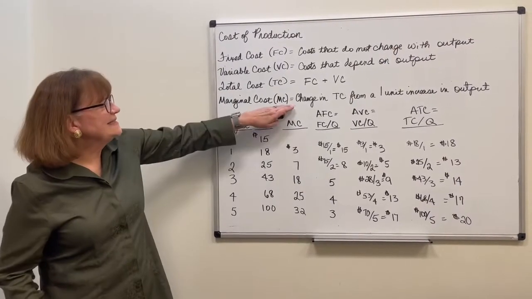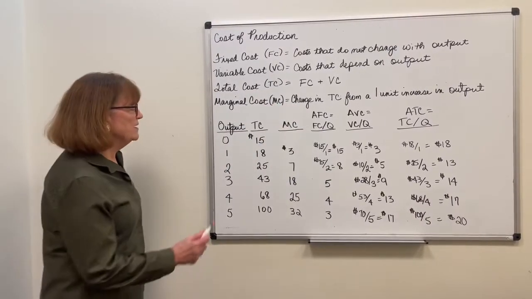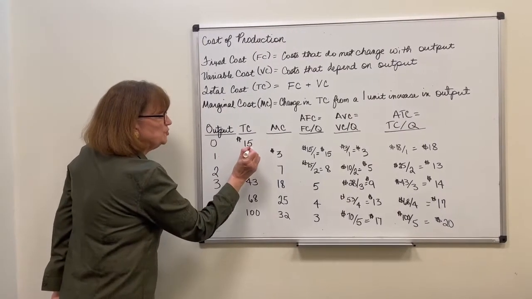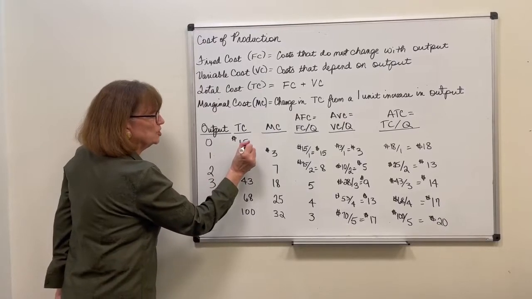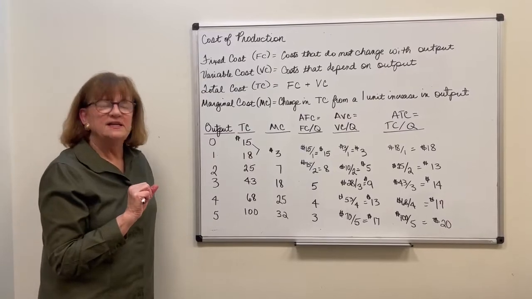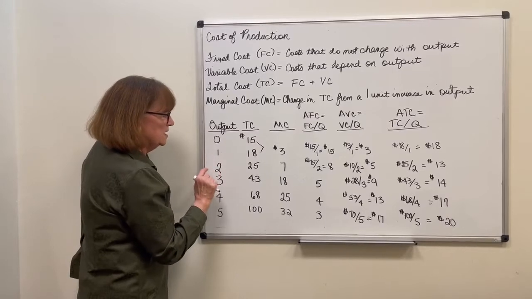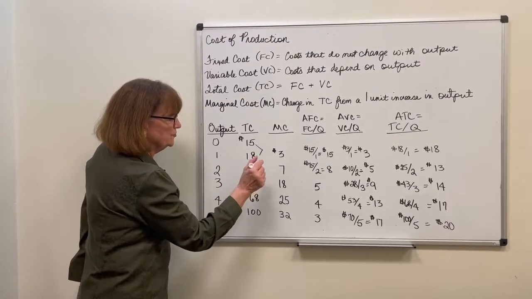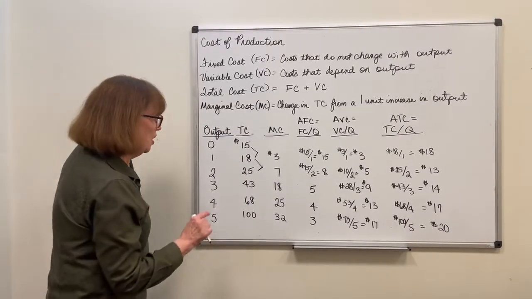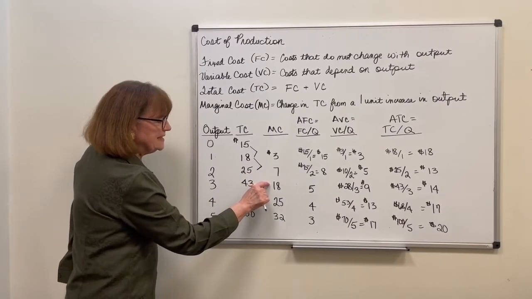What is marginal cost? Marginal cost is the additional cost from producing another unit. So every time output goes up, the total cost goes up. If you go from 0 to 1 unit, your total cost goes up by $3. The marginal cost of the first unit is $3. If you add another unit of production, cost goes up by $7. The marginal cost of the second unit is $7, and so on. The third unit, the additional cost is $18.